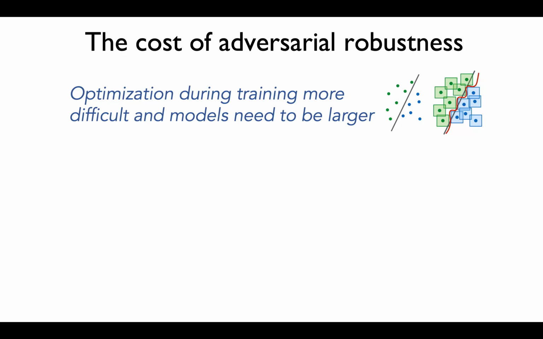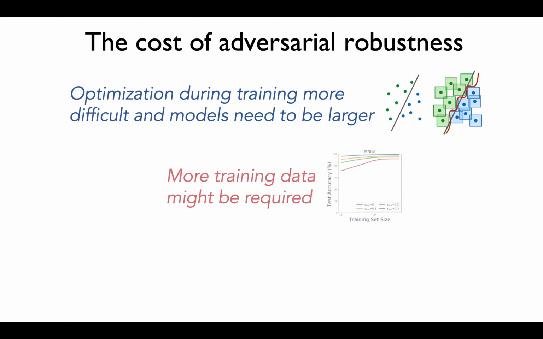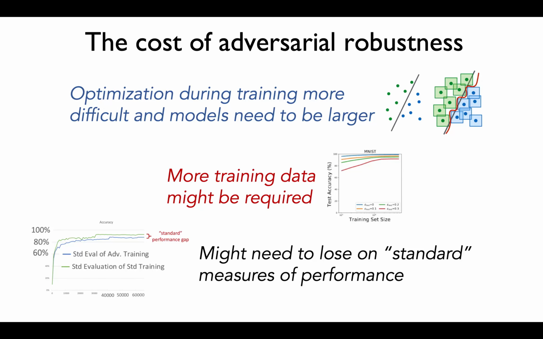More on the cost of adversarial robustness. If we want adversarial robustness, typically that means that we would have to make use of more complex optimization methods. They are typically more difficult algorithms to solve, and the models may also be larger. It may also be the case that you require more training data for adversarial robustness. So these are some of the initial results that people have in the field of adversarial robustness.